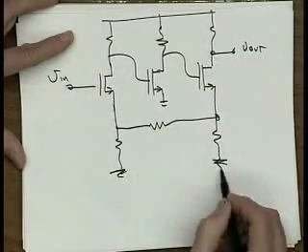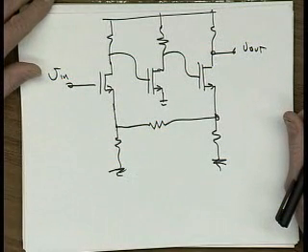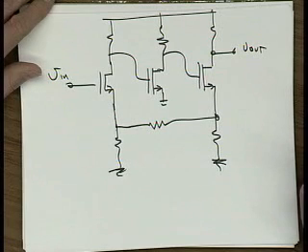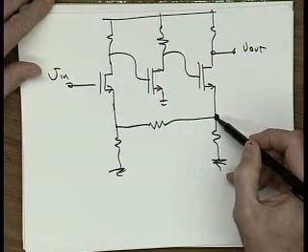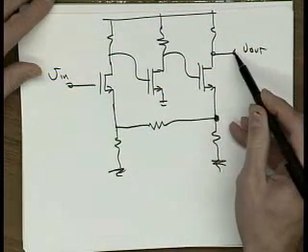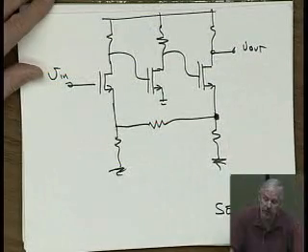Okay, here's another one of these. What kind of feedback is this? Shunt or series? We're sensing current, right? Because we're down in the source. We're not connected to V out. So this is series type sensing.